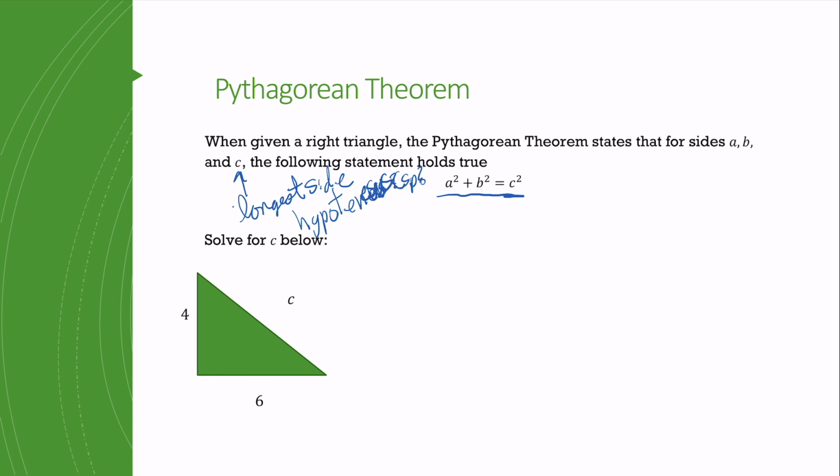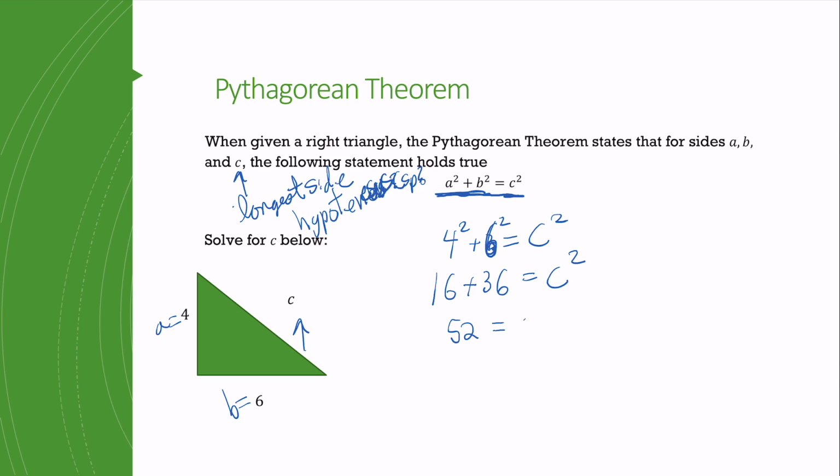So we're going to have this formula. A and B are the other two sides. It doesn't matter which one's A. Let's let 4 be A and 6 be B, and I'm trying to solve for C. You might have seen this in a geometry class as well. So I'm going to take 4 squared plus 6 squared equals C squared. I'm trying to figure out what C is. Well, 4 squared is 16, 6 squared is 36. 16 plus 36, that's going to be 52.